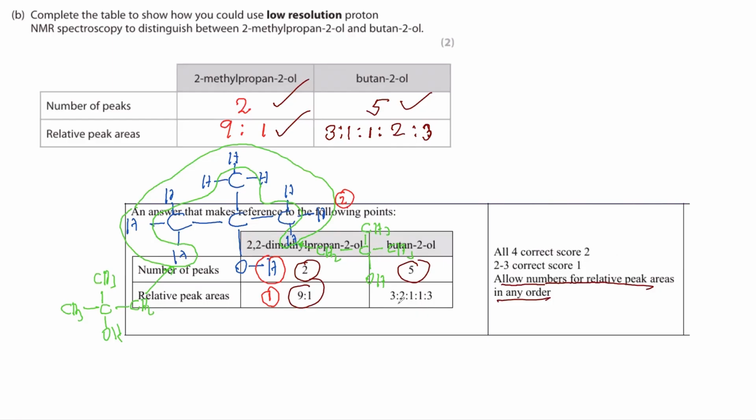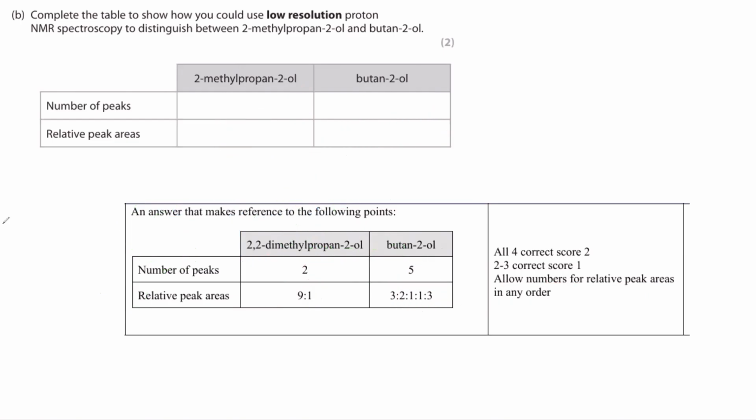So we can see, do we have 3? Yes, we have 3 there. Do we have 2? Yes, we have 2 there. Do we have 1:1? Yes, we have it there. Do we have 3? Yes, we have it there. So we have full marks for this question. So we discussed the first question of Unit 6 paper.